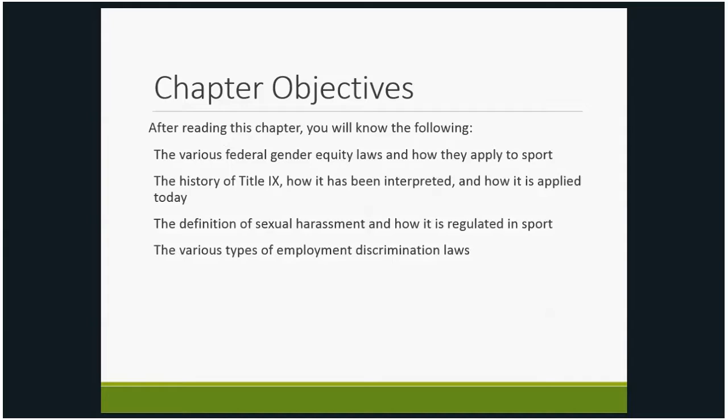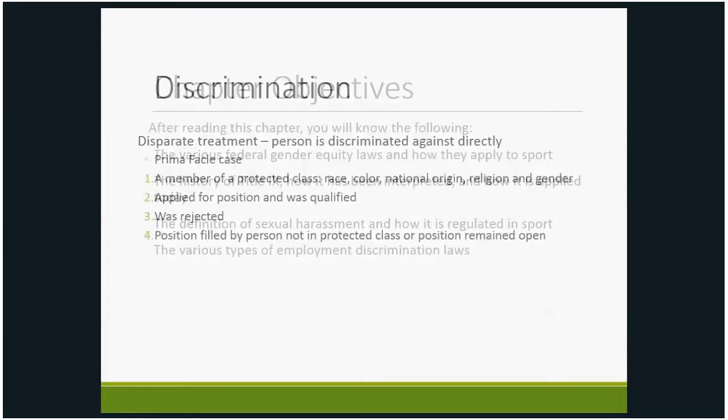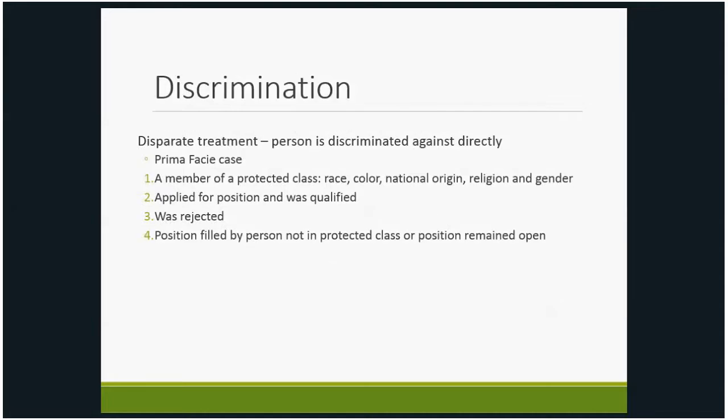We're going to get into sexual harassment, how it's regulated in sport and other organizational situations, and look at employment discrimination law. Discrimination will be presented in terms of gender, but overall discrimination can be a part of two different types of legal theories. One is disparate treatment. Disparate treatment means a person is being discriminated against directly. The discrimination is against this person.